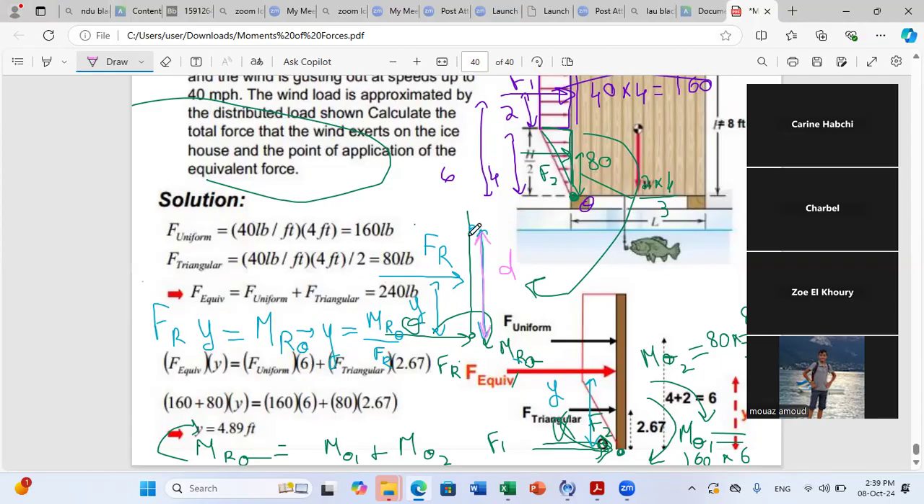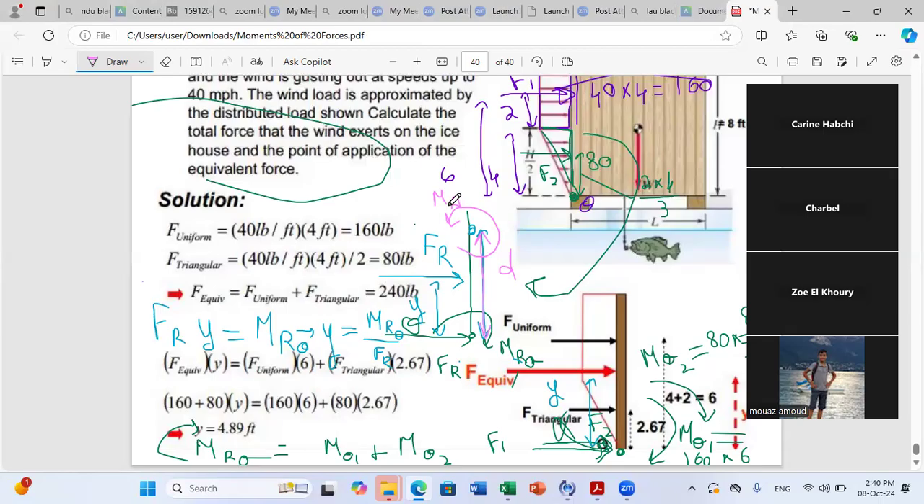Can you tell me here, according to the figure, do you think that the couple will be clockwise or counterclockwise? So if I call this point A, can you tell me why M at A should be counter? Yes? Why do we need a couple?